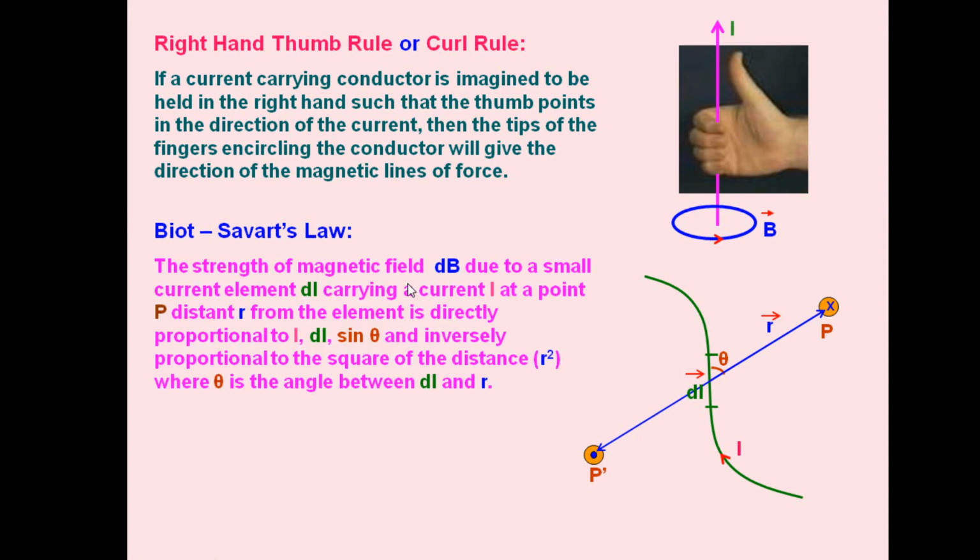So according to this, the magnetic field dB due to the small current element of length dl carrying current I at a point P distance r from the element is directly proportional to current, length and sine of the angle, and inversely proportional to the square of the distance, that means r squared. Let's see. dB is directly proportional to I, directly proportional to dl, directly proportional to sine theta, and inversely proportional to r squared.